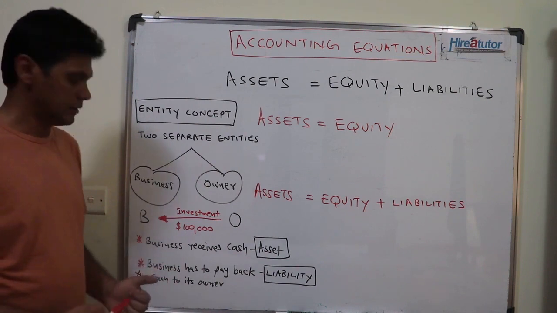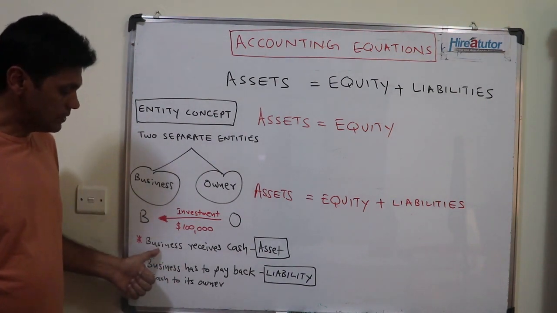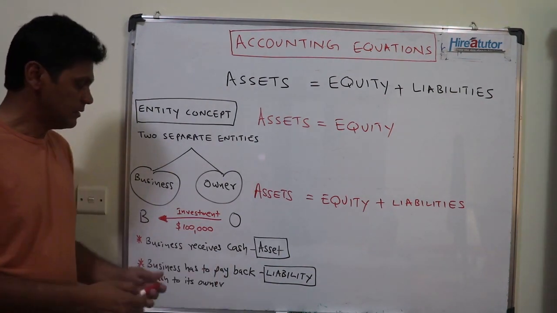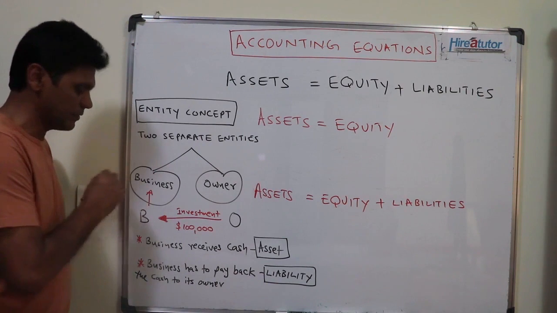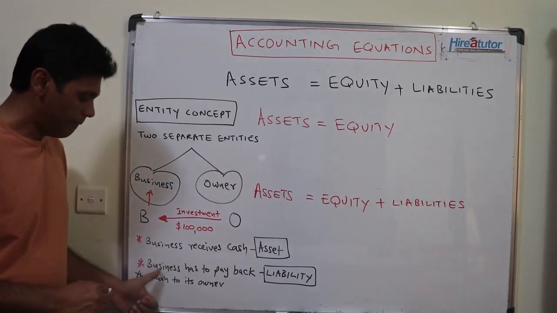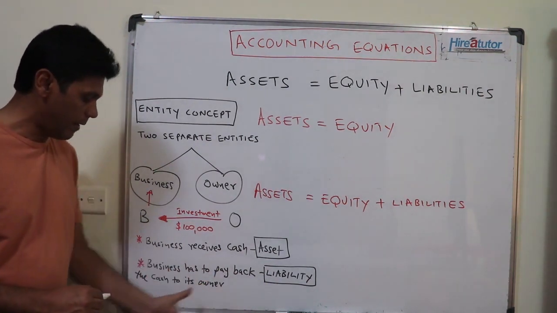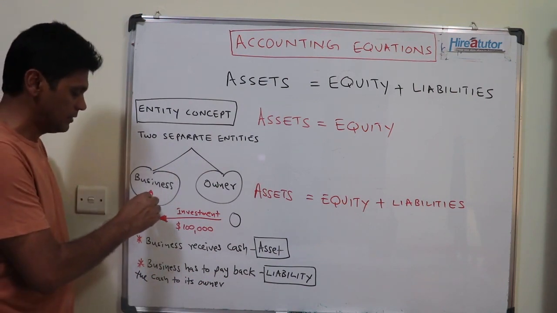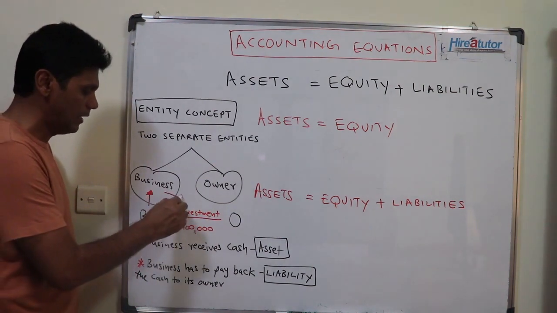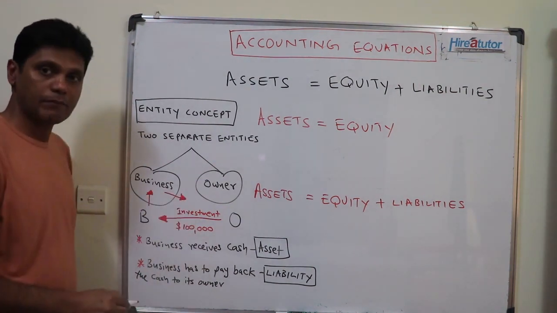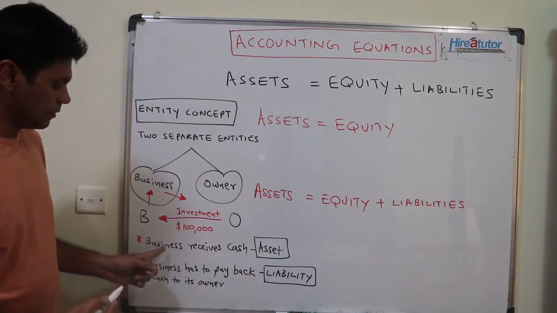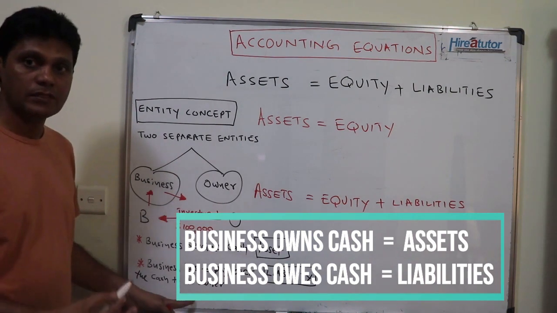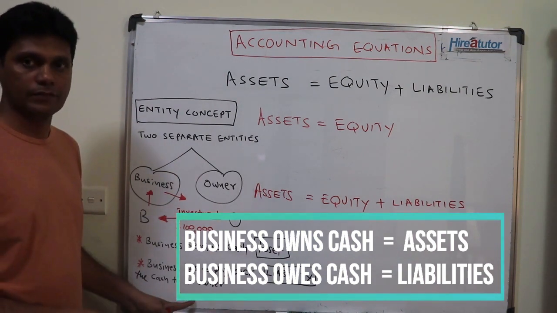When the owner invests money in the business, what is the impact? What are the two impacts? First, the business receives cash. At the same time, the business has to pay back the cash to its owner. So the business owns cash, and the business owes cash to its owner.